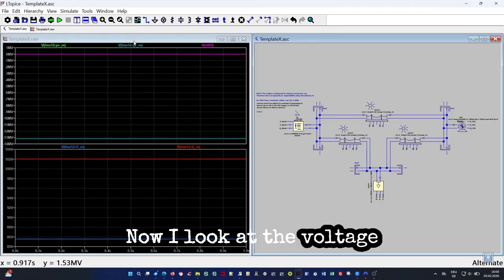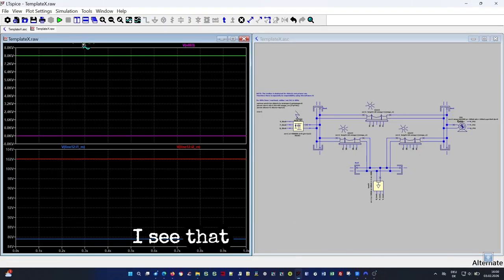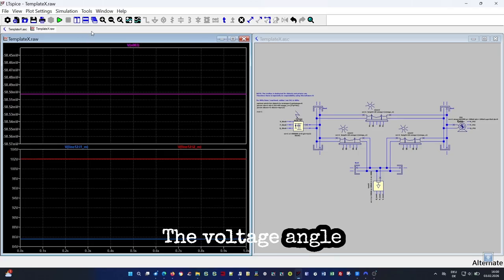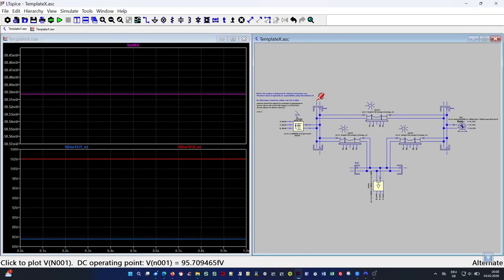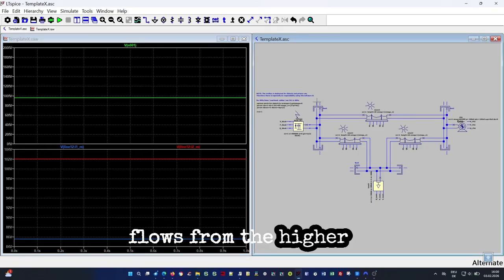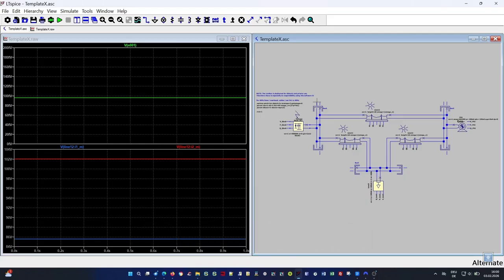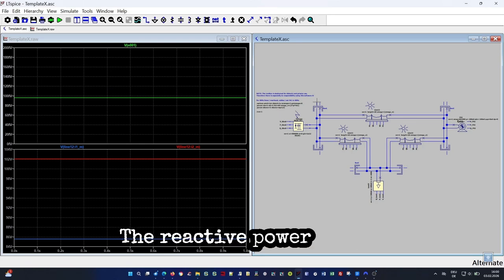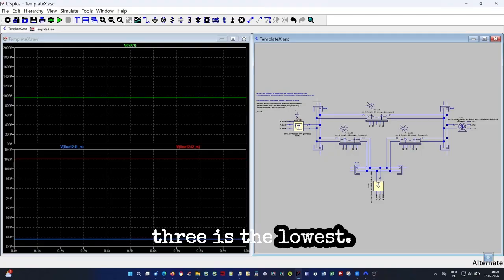Now I look at the voltage angle of bus 2. I see that it's negative. The voltage angle of the slack is 0. Active power always flows from the higher to the lower voltage angle. The voltage angle of bus 3 is the smallest of all 3 bus bars because the active power flows from both lines to the load. The same applies to the voltage level. Here, the reactive power always flows from the higher voltage to the lower voltage. The voltage of bus bar 3 is the lowest.